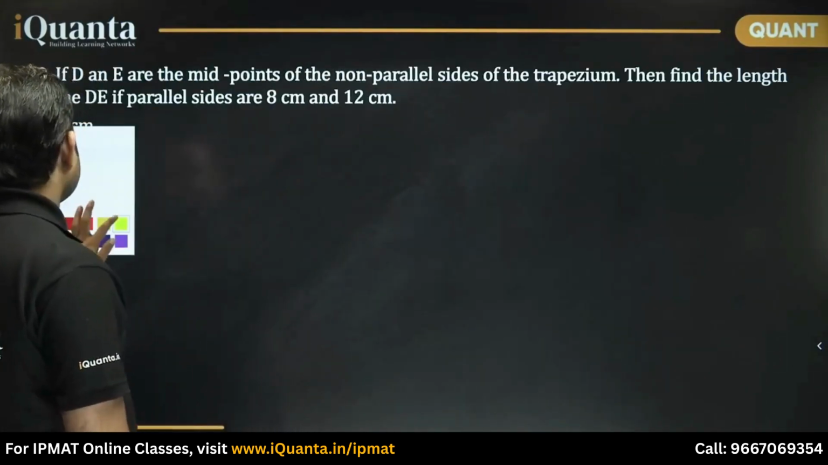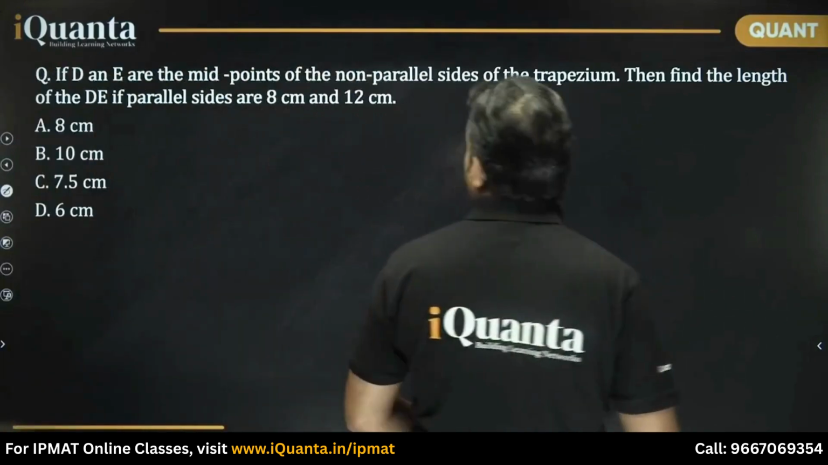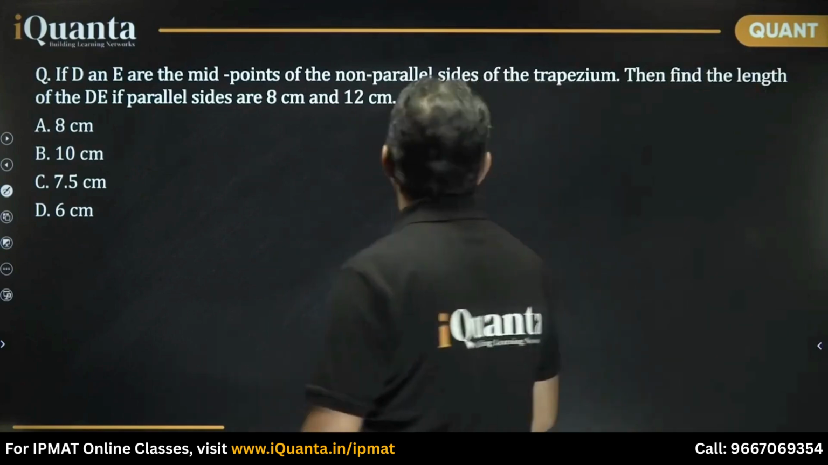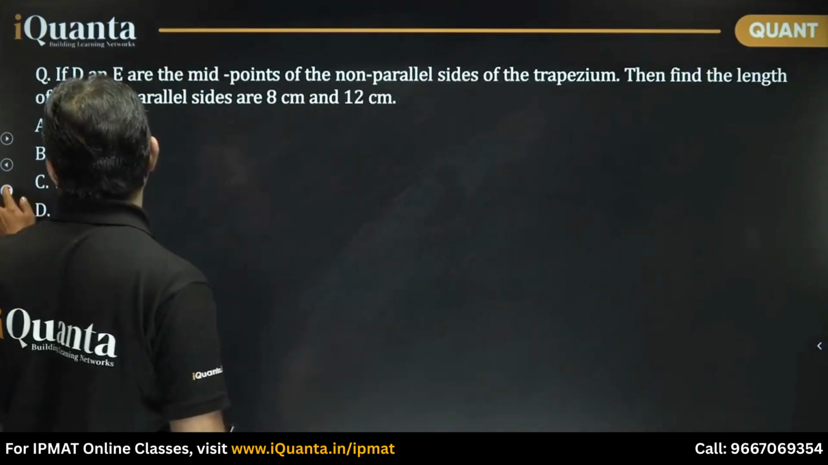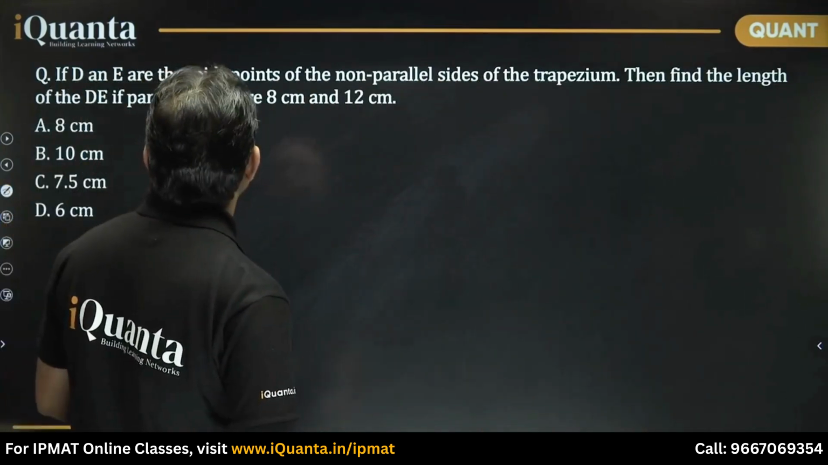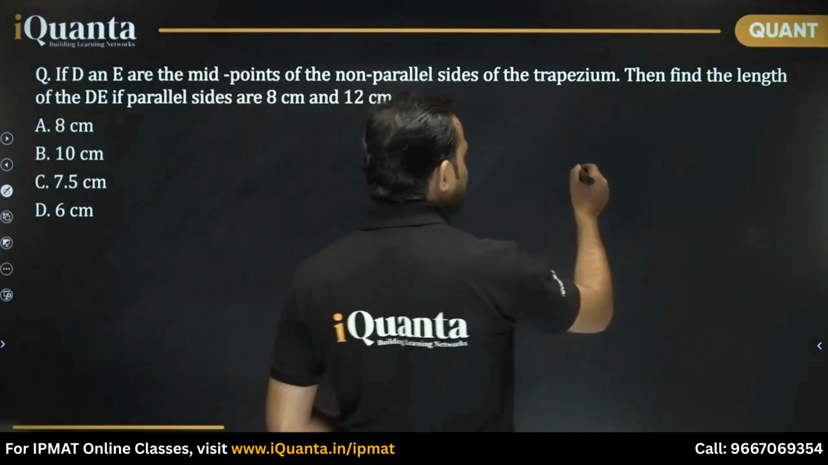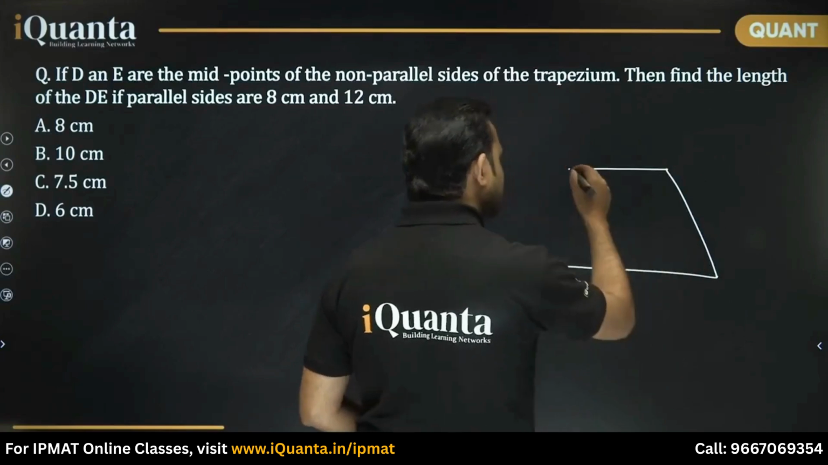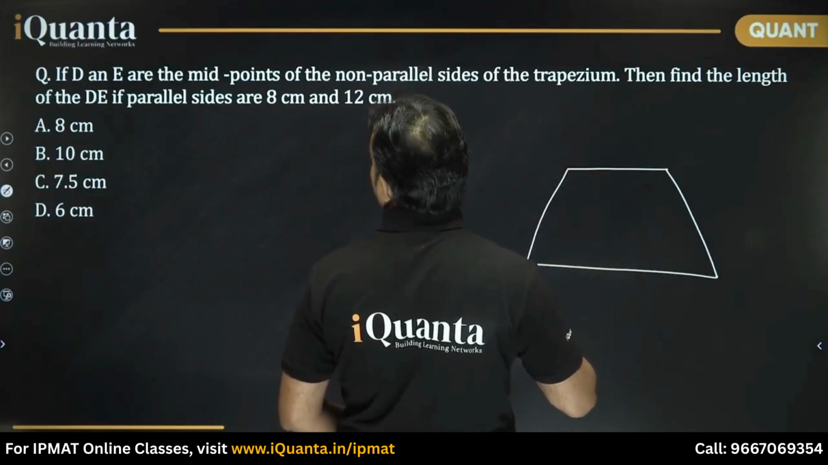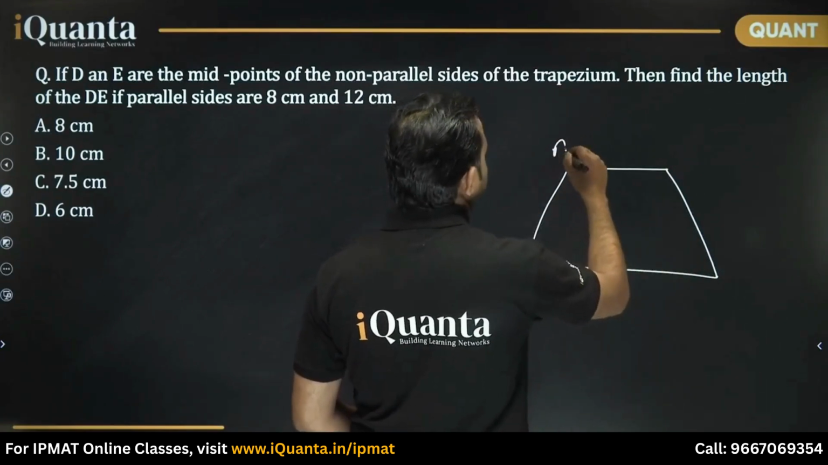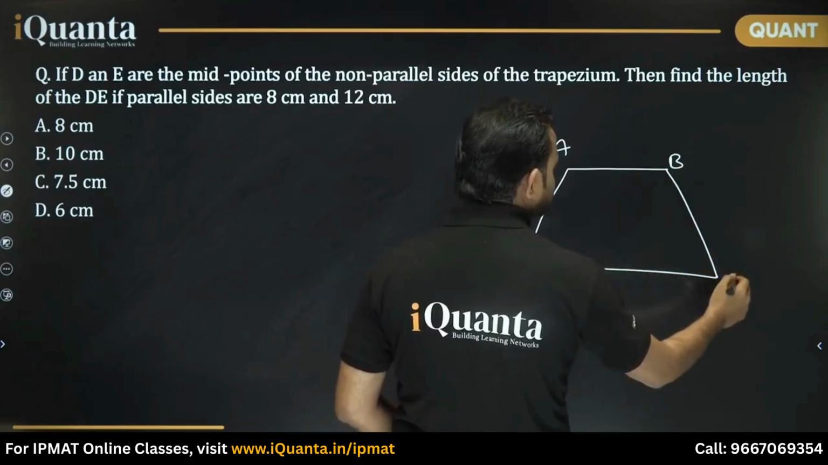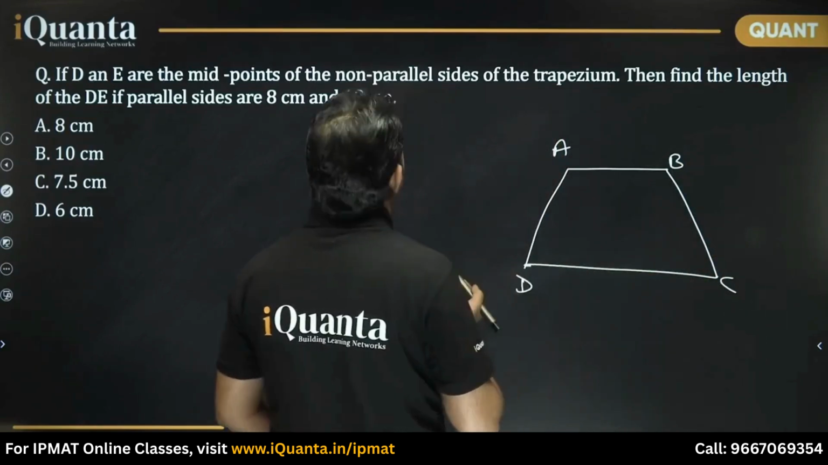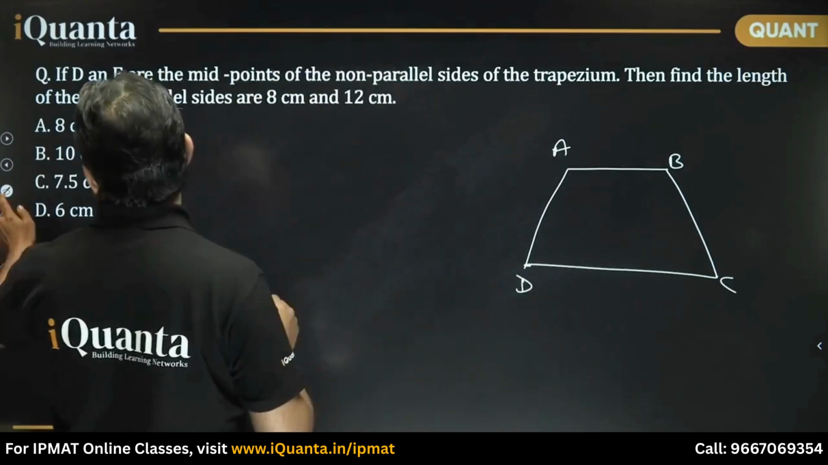Now next question says, if D and E are the midpoints of the non-parallel sides of the trapezium, then find the length of DE if parallel sides are 8 centimeter and 12 centimeter. So again, we need to draw a trapezium, right? So trapezium is ABCD, and D and E are midpoints, right? D and E are midpoints.